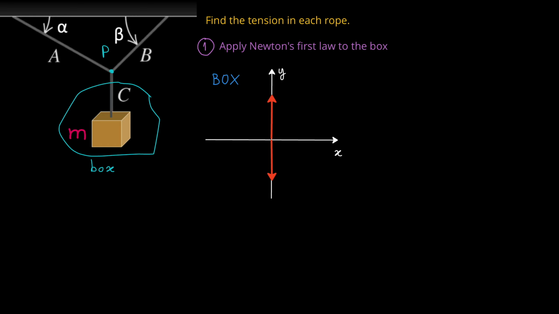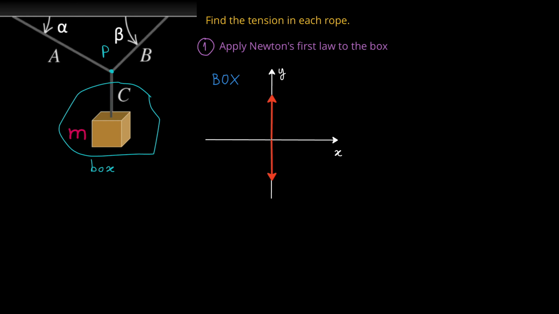The first thing we need to do before applying Newton's first law is to draw a free body diagram for the box. A free body diagram is a diagram where we show all the forces acting on the object in question. First, we draw a coordinate frame. Usually it's a 2-dimensional coordinate frame, like the one I have here, an XY coordinate frame. And then with red arrows, I show the forces acting on the box.